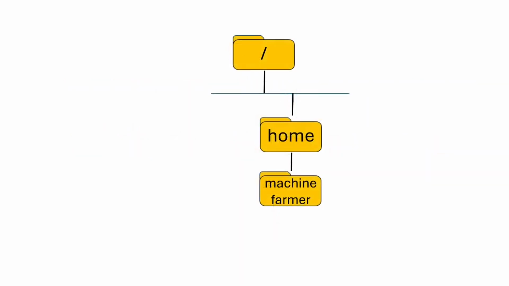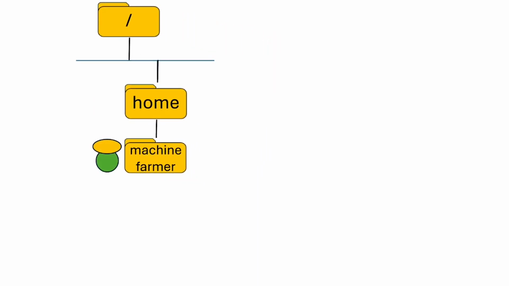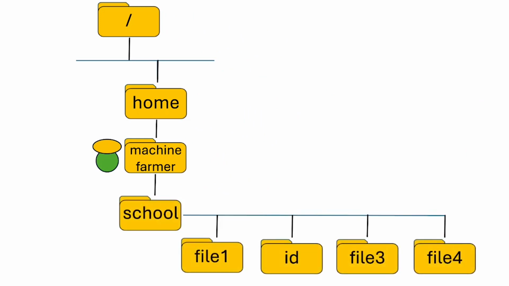Suppose we are at the machine farmer directory right now, but we need to get the ID file, residing under the directory named school. We can make a route to our desired file by first getting at the school directory and then our expected file, ID. Now, we can write the route like this. This path is called a relative path.